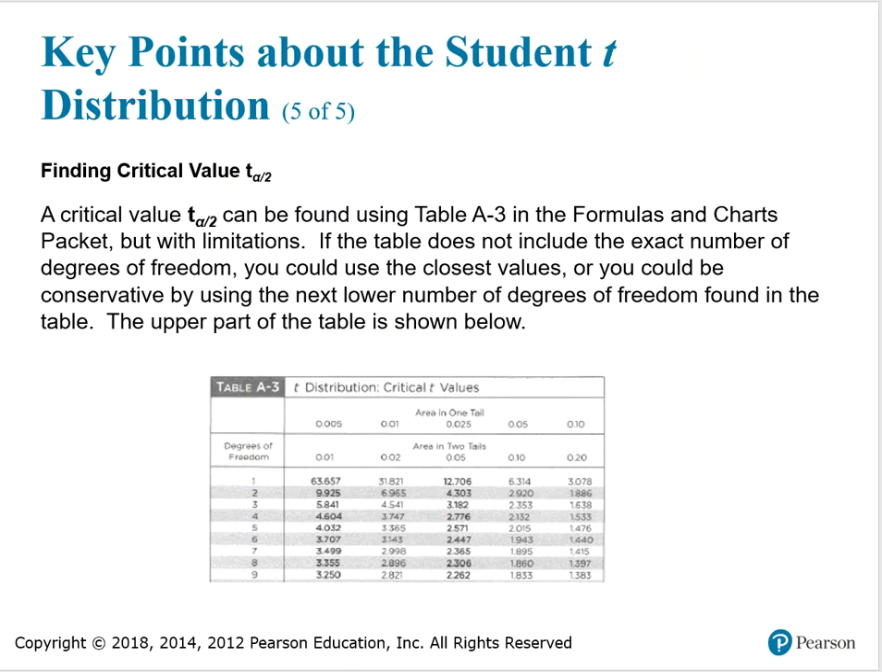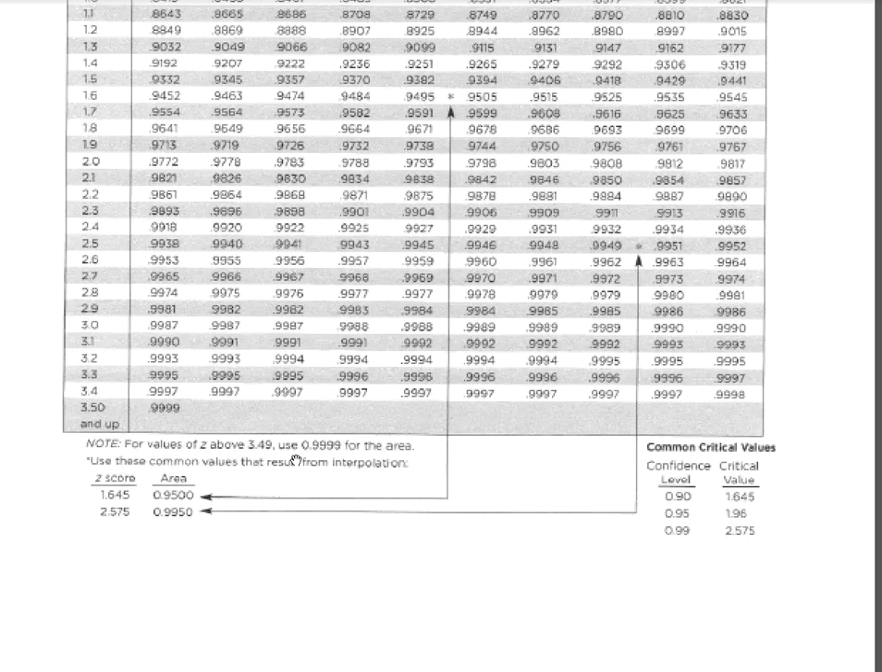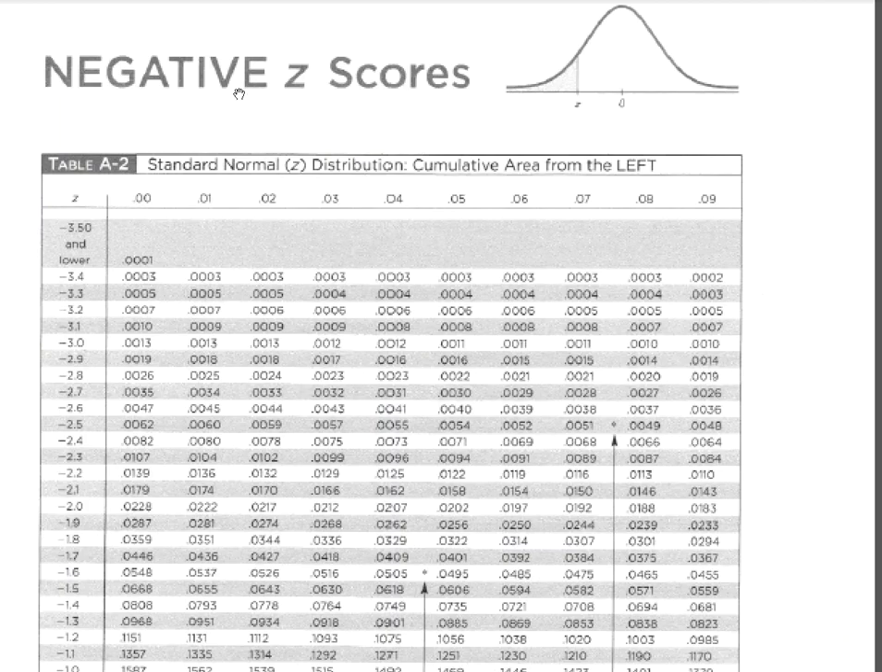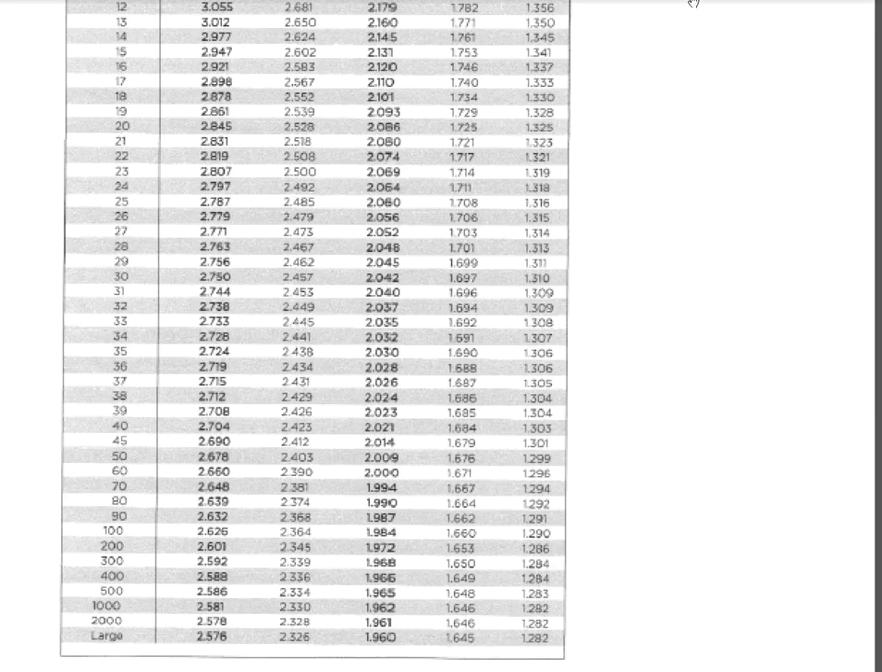To find the critical value t sub alpha over 2, you need to use table A3 in the formulas and charts packet, but it has limitations. If the table does not include the exact number of degrees of freedom, you could use the closest values, or you could be conservative by using the next lower number of degrees of freedom found in the table. The upper part of the table is shown below. In the formulas and charts packet, the table is in sequence after the negative z-scores, and this is the critical t-value table.